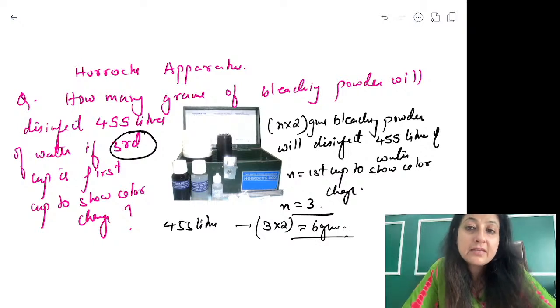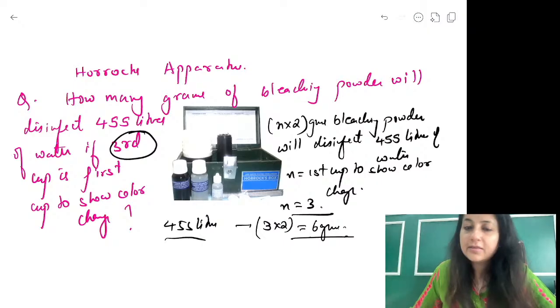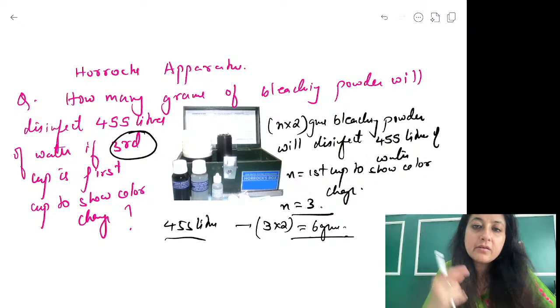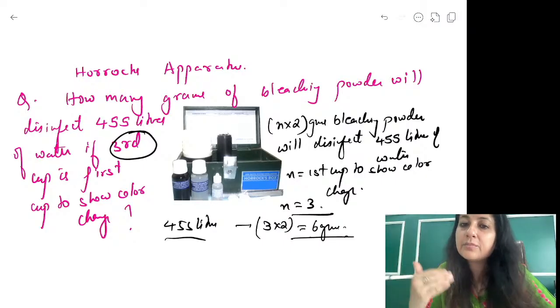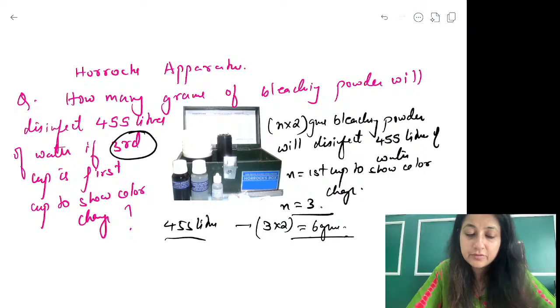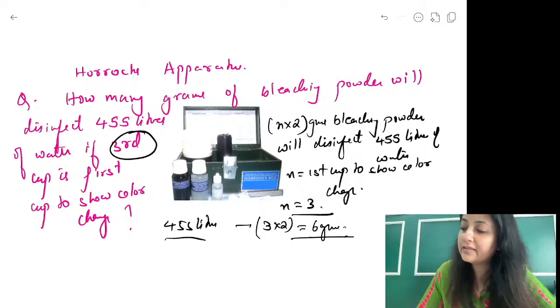Am I clear? Somebody asks you, what about 5,000 liters of water? How many grams do you need? So very easy. 455 liters needs 6 grams, so 1 liter needs 6 by 455. So for 5,000 liters, pure math: 6 by 455 into 5,000. Okay, don't forget this formula.